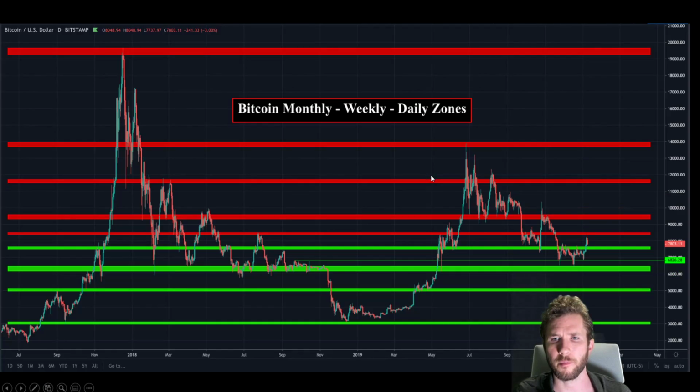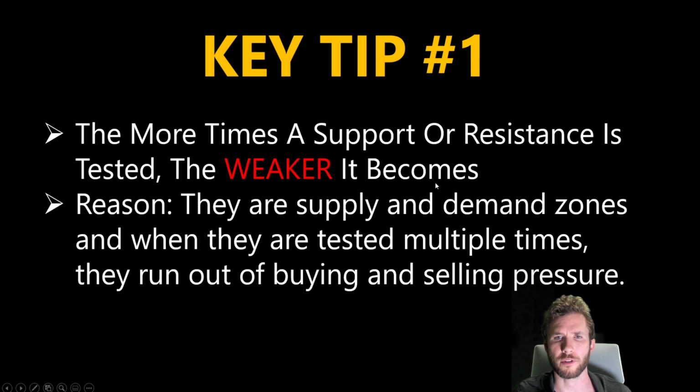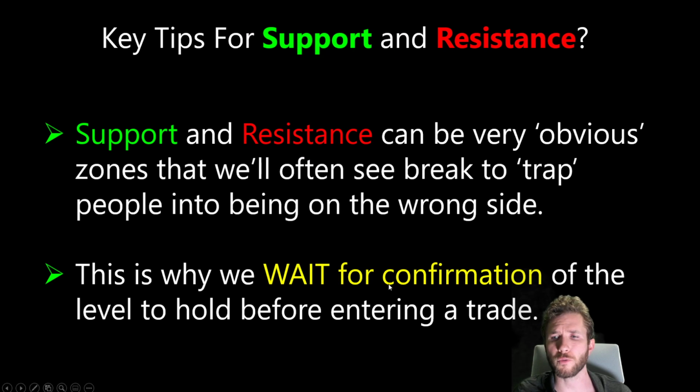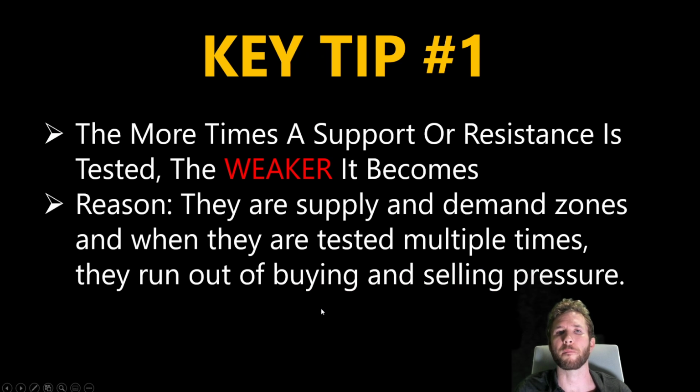All right, let's keep going here, and then we'll get into some actual examples. So, okay, this is why we wait for confirmation. So key tip number 1. The more times a support or resistance is tested, the weaker it becomes. A lot of times people think that every time it gets tapped, it's turning it into a stronger level. And the reason why is it's just economics.